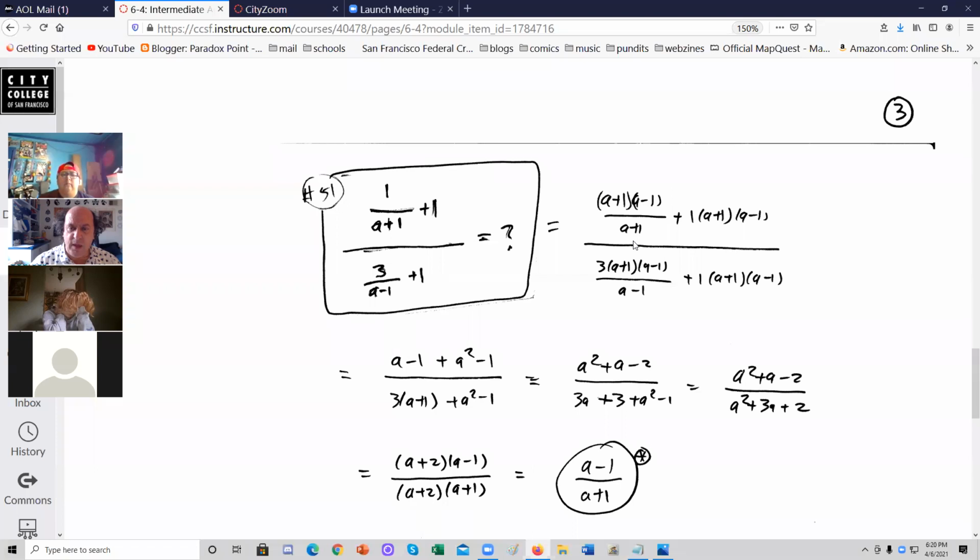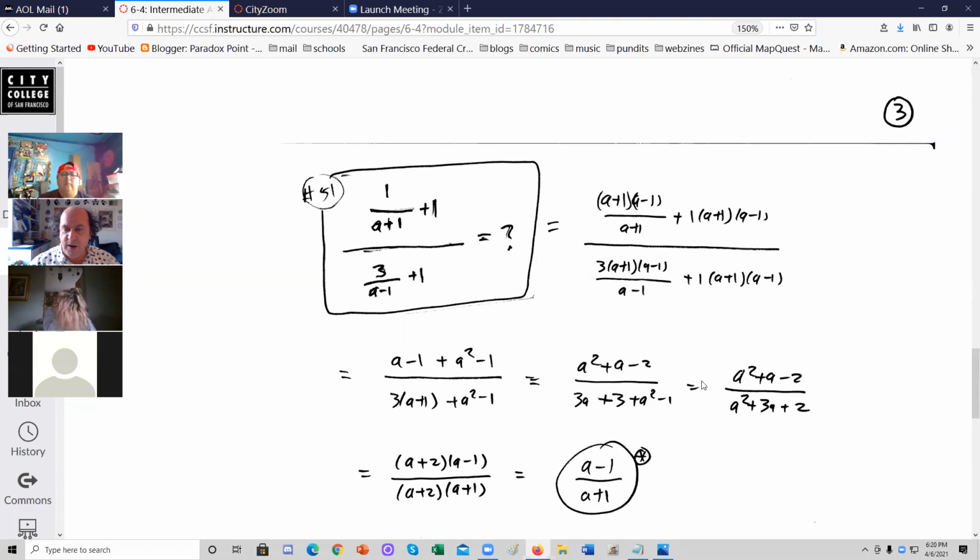These cancel. The a plus 1's cancel here. The a minus 1's cancel here. And then these multiply to a squared minus 1. So this whole thing becomes a minus 1 plus a squared minus 1 in the numerator, all over 3 times a plus 1 plus a squared minus 1. Then we can combine terms: a squared plus a minus 2 in the numerator, 3a plus 3 plus a squared minus 1 in the denominator. So a squared plus a minus 2 over a squared plus 3a plus 2.